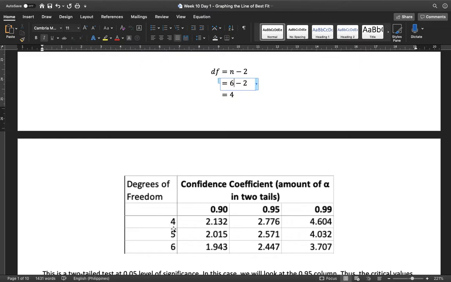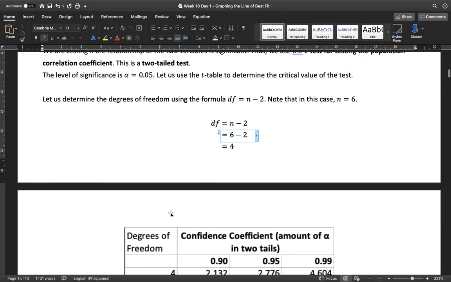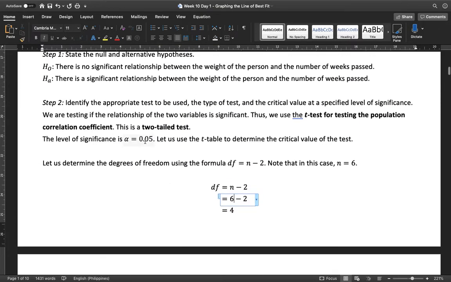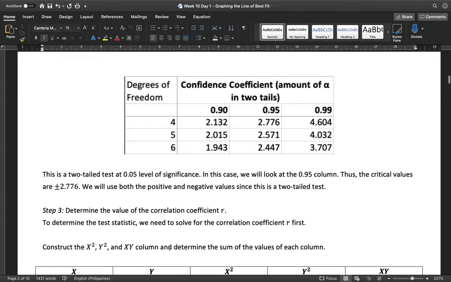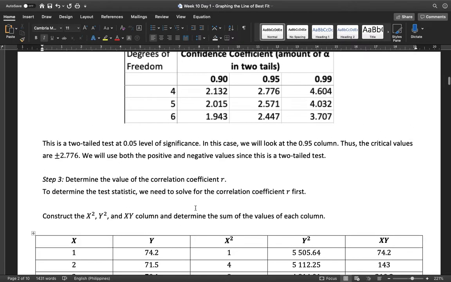So, degrees of freedom na 4, and level of significance natin, 0.05. So, anong titingnan natin? Yung column ni 0.95. So, the critical numbers are positive, negative 2.776. And positive, negative siya because we're dealing with a two-tailed test. Next naman natin, let's determine the value of the correlation coefficient R.